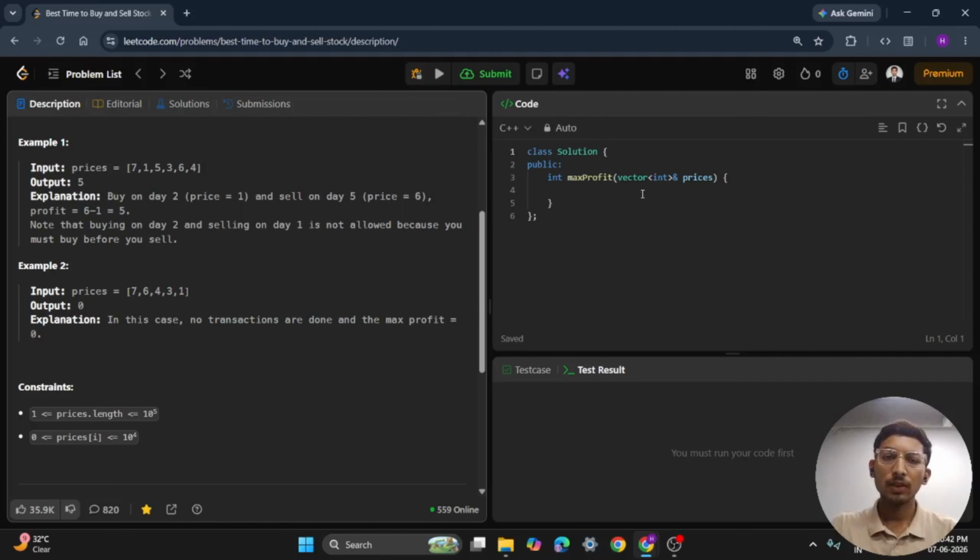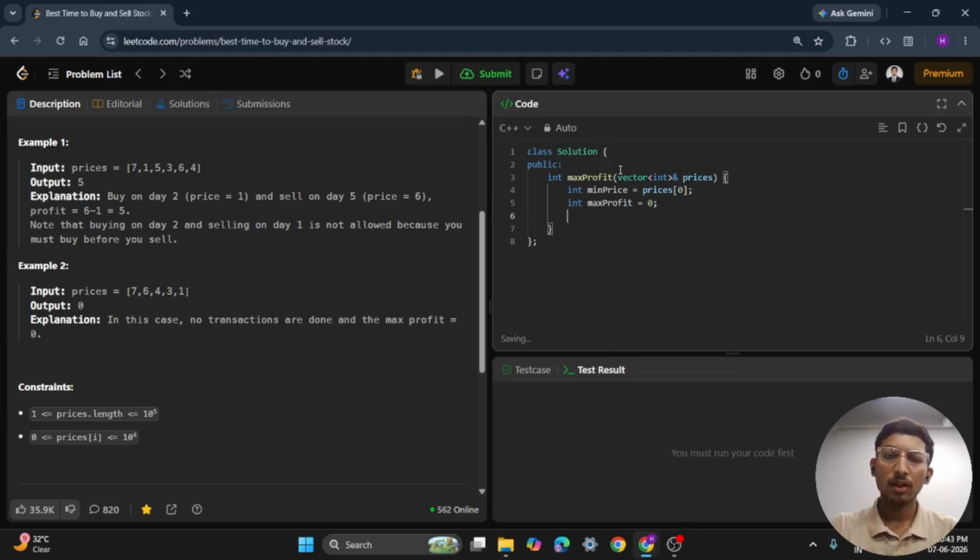So first, let's store the minimum price seen so far. For that, we will make a variable called int minPrice, which will be, let's suppose, equal to prices[0], the first element. Now let's create a variable that will store our answer. So int maxProfit would be equal to, for now, 0.